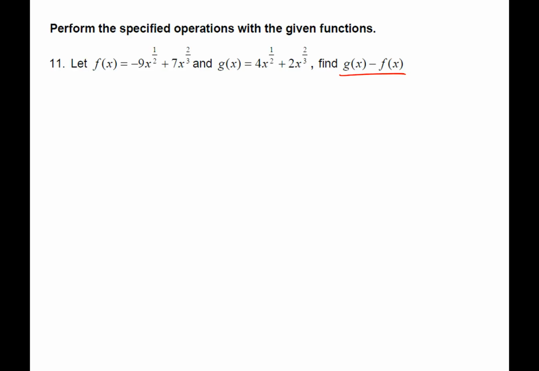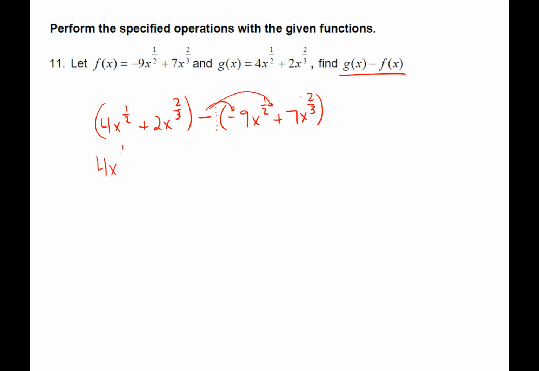All right, then on to number 11, we're going to perform the operation. This one says do g of x minus f of x. So I'm going to start with g of x. There's my g of x function. Then I am subtracting the f of x function. One thing that's super important to remember here is you have that -1 in front of parentheses. So we're not just combining like terms. First, we have to distribute that negative. So I get 4x to the 1/2 plus 2x to the 2/3 plus 9x to the 1/2 minus 7x to the 2/3. Once I distribute that negative, then I just go back and combine like terms.